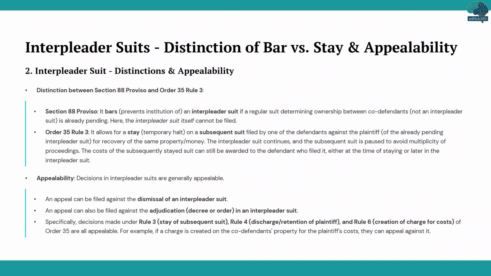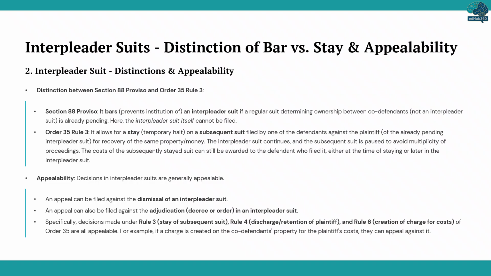As for appealability, decisions in interpleader suits are generally appealable. An appeal can be filed against the dismissal of an interpleader suit, and also against the final adjudication, or even specific decisions made under Rule 3, stay of subsequent suit, Rule 4, discharge or retention of plaintiff, and Rule 6, creation of charge for costs. Beyond these specific types, there are several other key civil suits to be aware of.